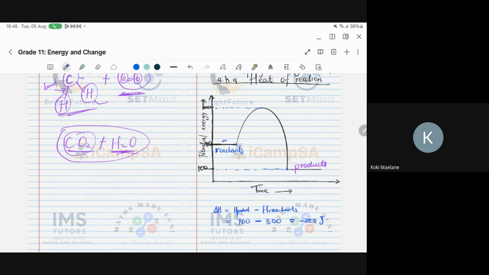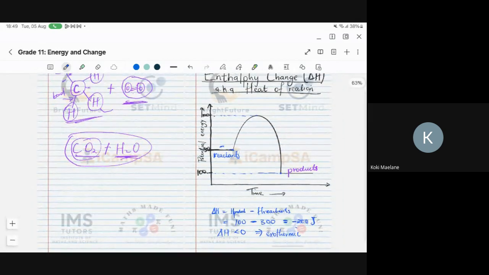So based on our definition, we said if ΔH is less than 0, that is our exothermic reaction. If ΔH is greater than 0, that is our endothermic reaction. So delta H for this one is definitely less than naught. Why? The energy of the product is lower than the energy of the reactants, as you can see in the graph.